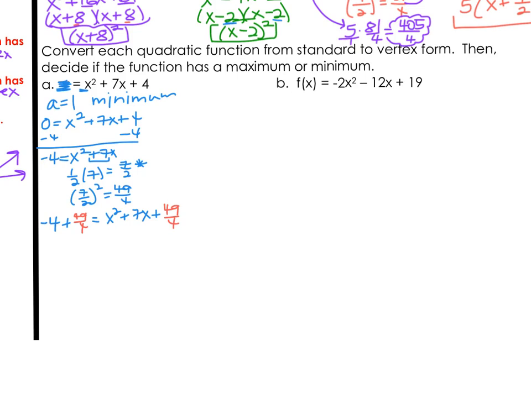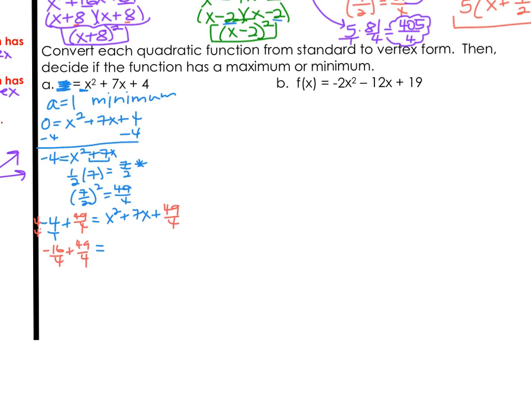That's step 3. Pretty simple. Now, on that left-hand side, in order to add that integer with the fraction, let's put negative 4 over 1 and just get a common denominator. If we multiply the top and bottom by 4, we would get negative 16 fourths plus 49 fourths. So we'll simplify that in the next step.